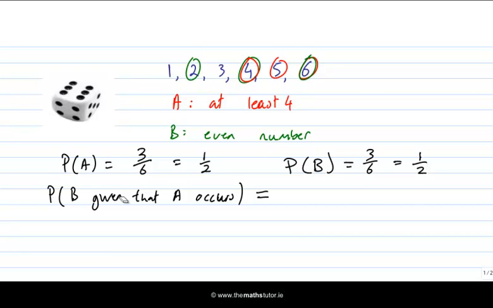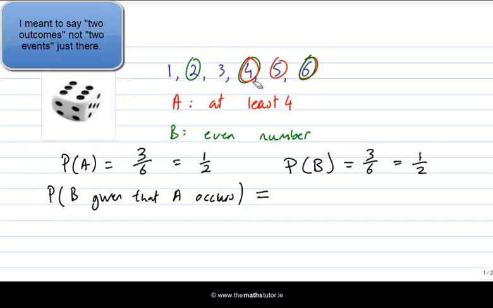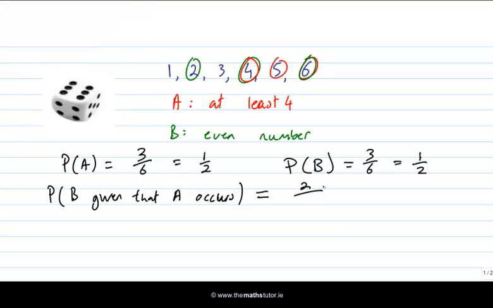So again, we can just calculate with a simple counting argument. Now we have 2 events that count as successes, right? 4 or 6, and the total number of possibilities now is 3, right? Because A is the event that at least a 4 is rolled, so we only have to consider 4, 5, or 6. So we get 2 over 3. So this is a typical example of a conditional probability.